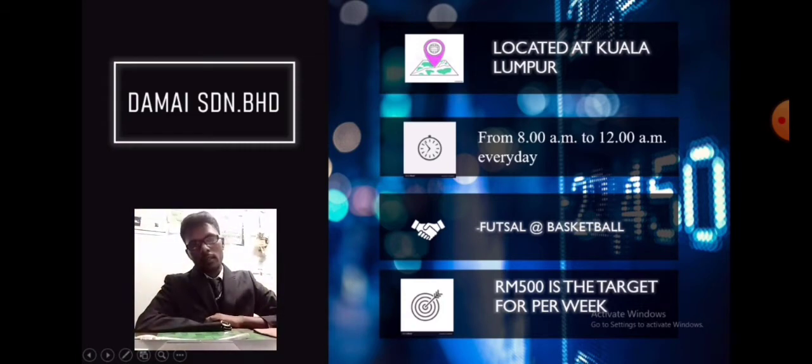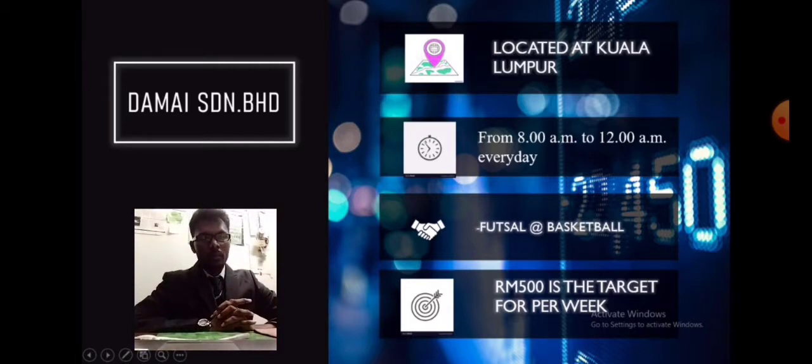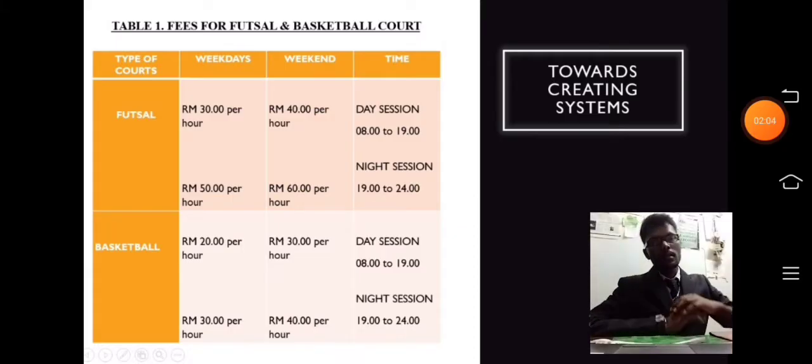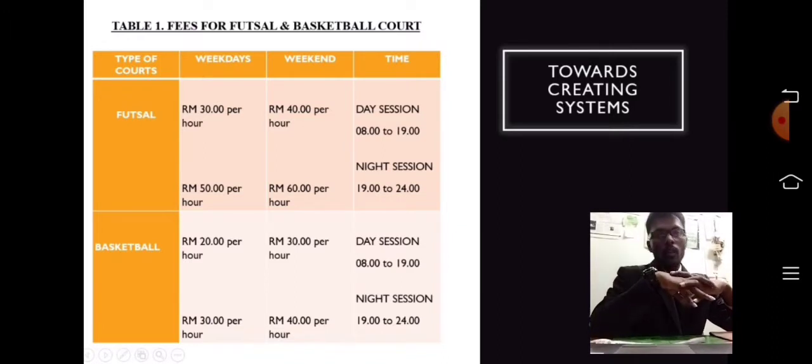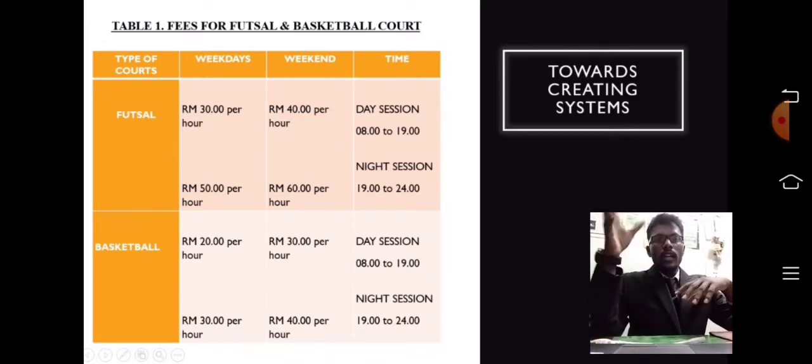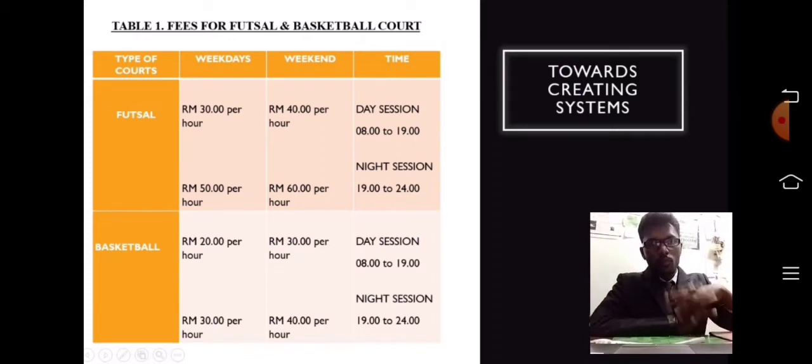Futsal and basketball. It has two different types of courts, which are futsal and basketball. The last is the weekly target. Every week the target is 500 ringgit. Okay, it seems like we already know the basic criteria of the case study: the time, the date, and the place. Okay, now let us move forward.